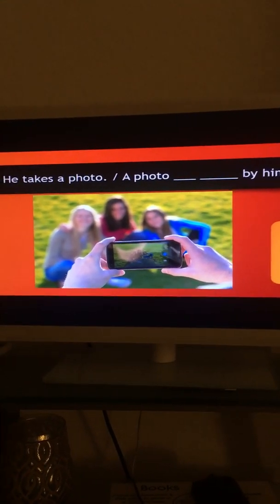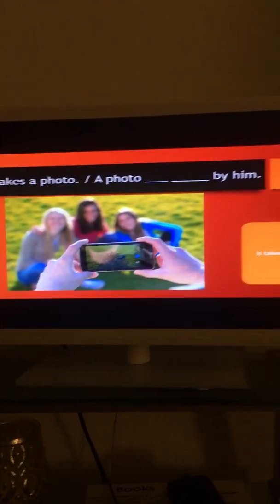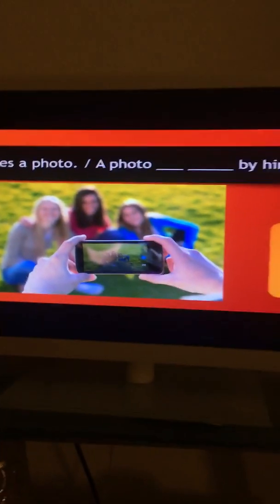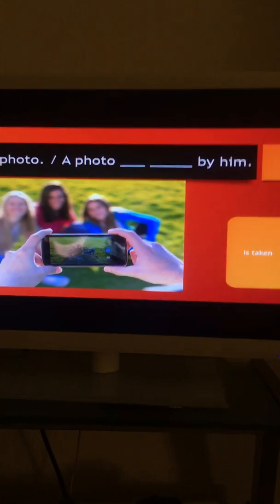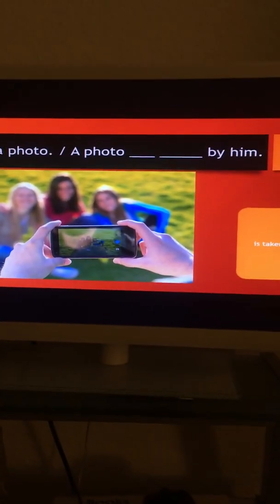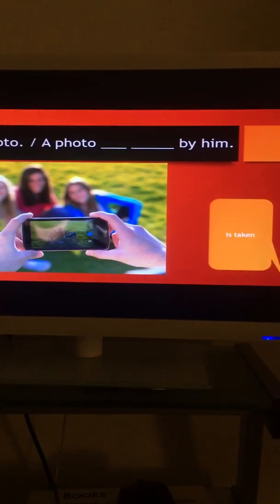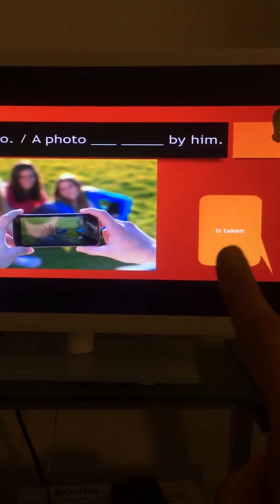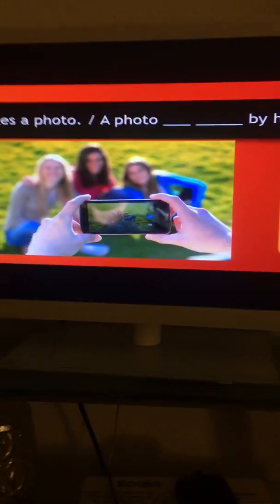And takes. Take. What is the third form of take? Taken. So the sentence goes as follows. A photo is taken by him. Okay? So there you have your passive sentence. Form of to be is taken, past participle. Easy peasy lemon squeezy, right?